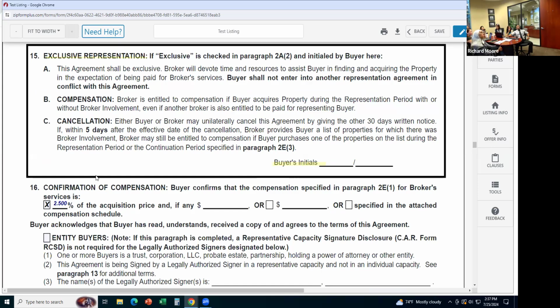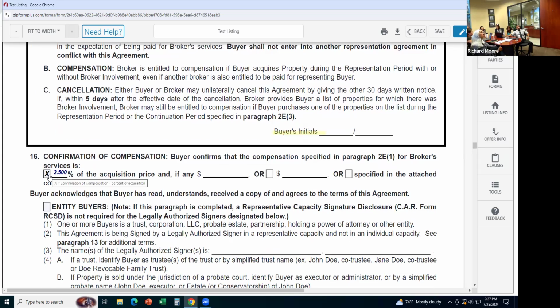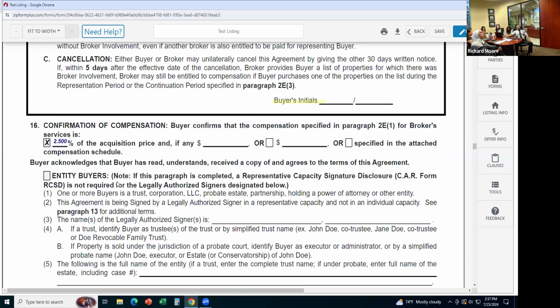And again, in section 16, they're confirming you agreed to 2.5%, right? We wrote it in page 1, but just to make sure that this is what you're agreeing to, 2.5%, okay. So there it is again, so they can't say, I didn't know, it's on there twice, how did you miss it? And you're required to read everything, right?